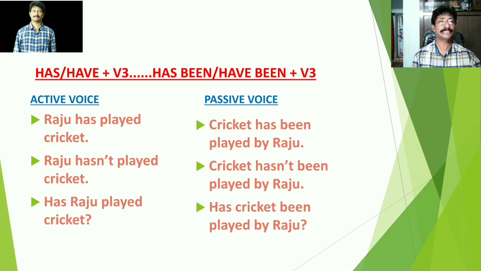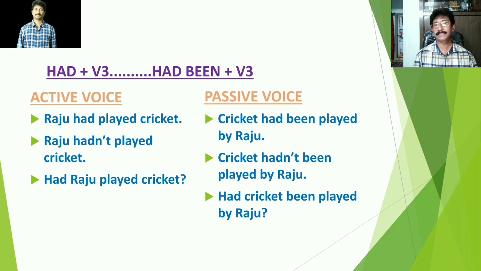Now look at yet another structure. Had plus V3 becomes had been plus V3. Had plus V3. This is the past perfect tense structure. Now look at the first sentence in the past perfect form. Raju had played cricket. How is this sentence changed into passive form? Cricket had been played by Raju. In our usual practice, subject becomes an object and object becomes subject. So subject becomes cricket here. The sentence starts with cricket. Cricket had been played by Raju.